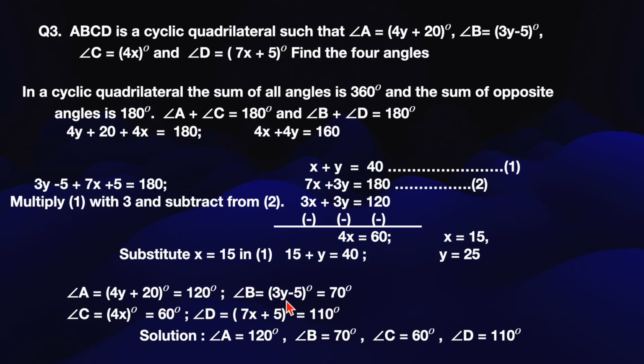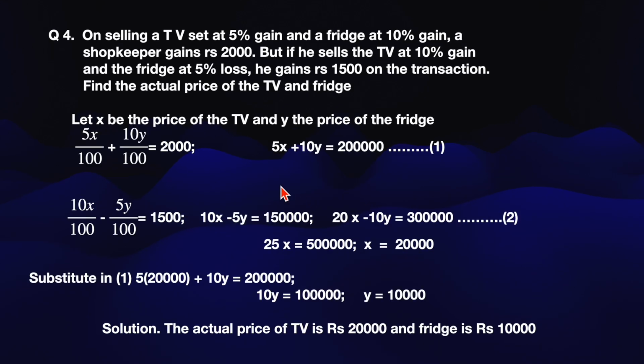B, substitute y here and simplify, you get 70 degree. C is 4 into x, x is 15. So 4 15s are 60 degree. D is 7x plus 5. Substitute x and you will get 110. So this is the answer, not this. Okay, be careful.